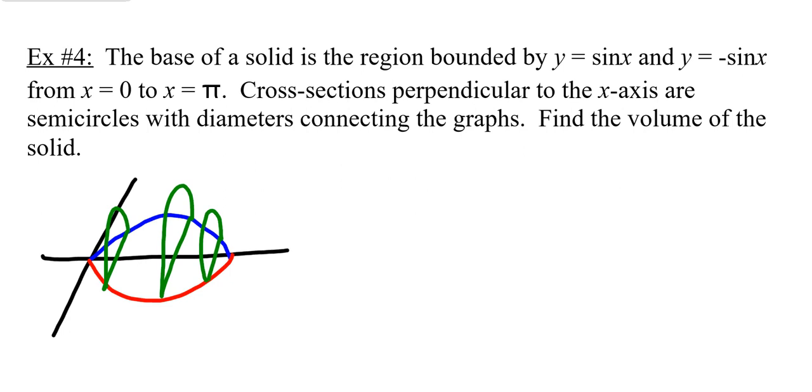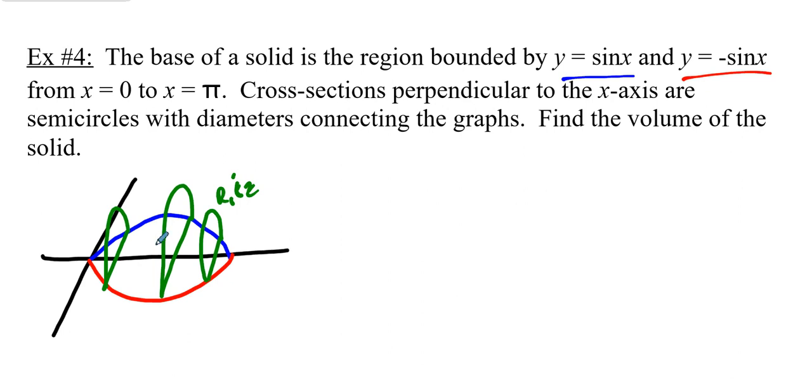The base of a solid is the region bounded by sine x and negative sine x. The blue one is sine x, the red one is negative sine x. Cross sections perpendicular to the x-axis are semicircles whose diameters connect the graphs. So this is half a Ritz cracker. This is half a Ritz cracker. This is half a Ritz cracker, right?